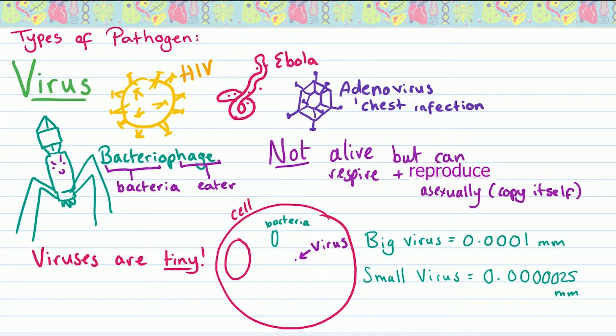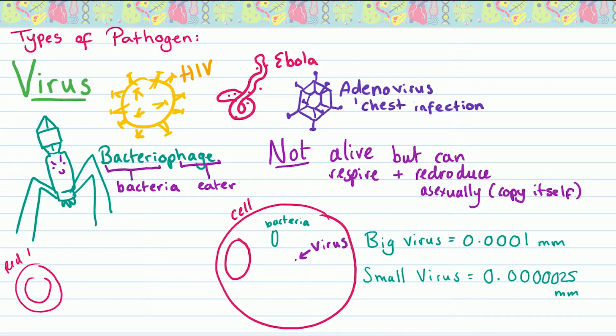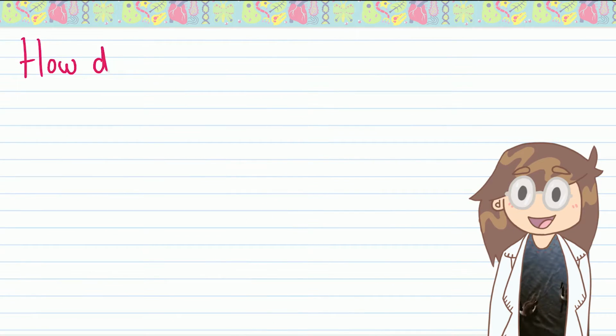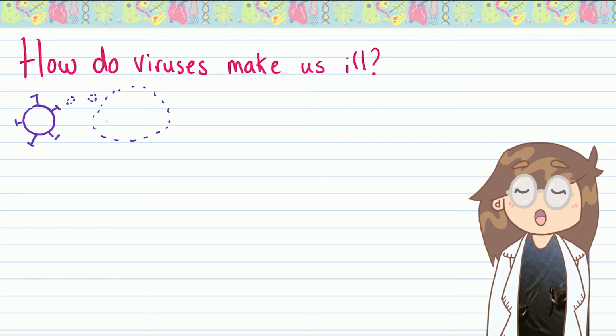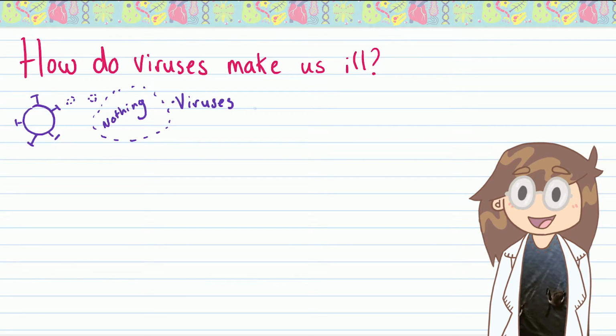On the other side of things, though, the smallest viruses are as small as 0.0000025 millimeters long. In case you still can't quite picture how small viruses are, if you were to take a standard red blood cell, remember you need a microscope to see red blood cells, it would be as tall as 70,000 flu viruses stacked on top of each other. So how do viruses actually make us feel ill? Viruses aren't alive, so there's nothing they really want from us, except for our beautiful, beautiful DNA, which they need to make copies of themselves.